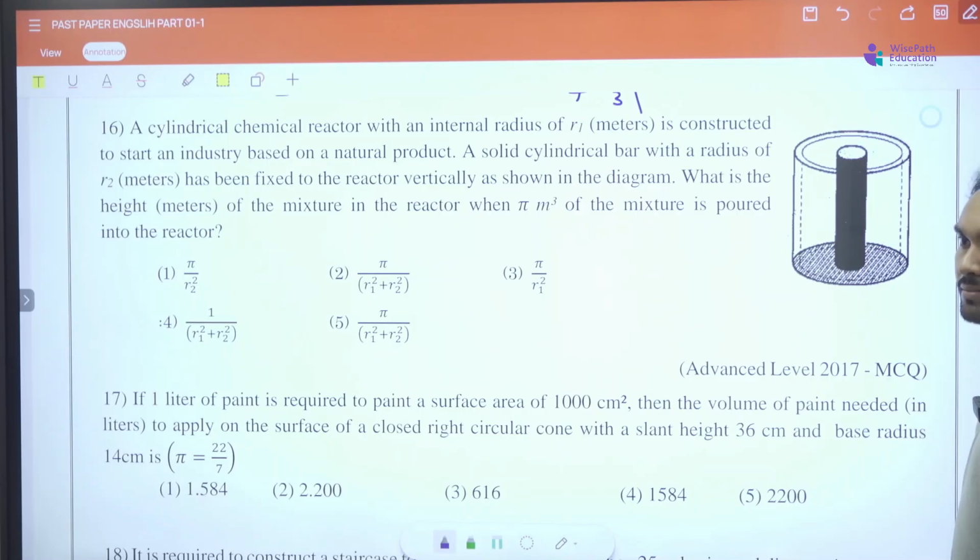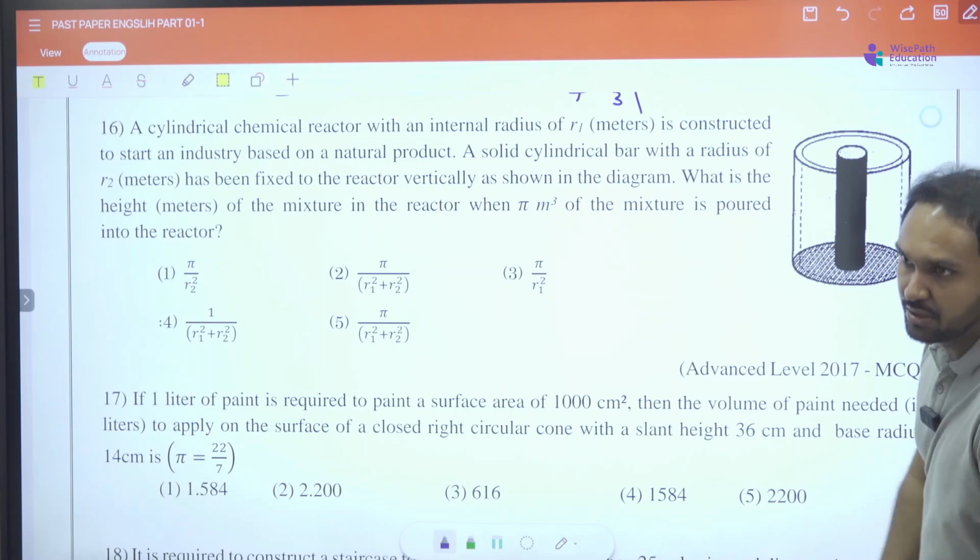Understood it? What does the question say? There's a reactor. Its radius is R1. Then they put a solid cylinder bar inside the cylinder. That is the radius R2, right? And they pour a liquid with a volume of 5 cubic meters. And once the liquid is poured, let's say to a height H level it is filled. So they are asking for that H, the height.